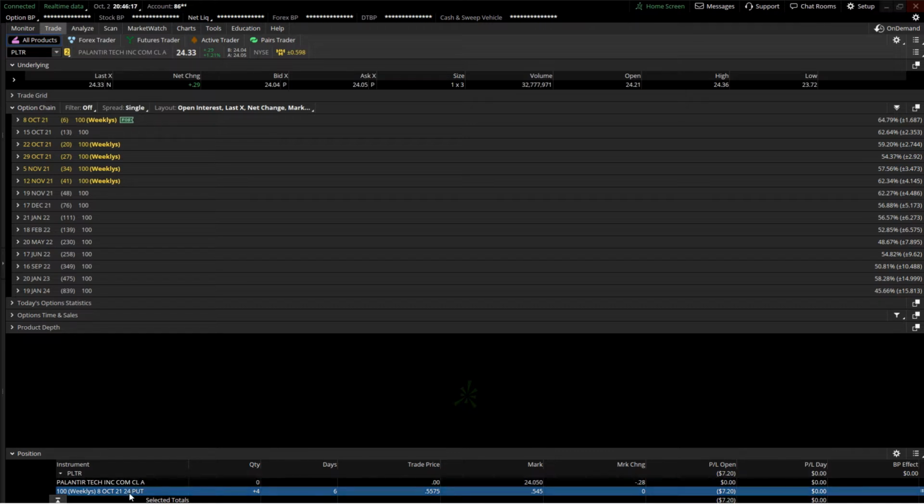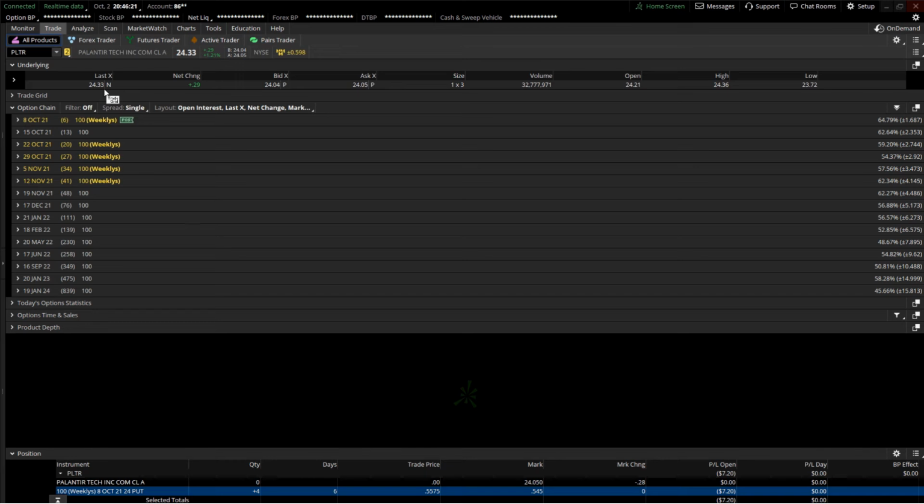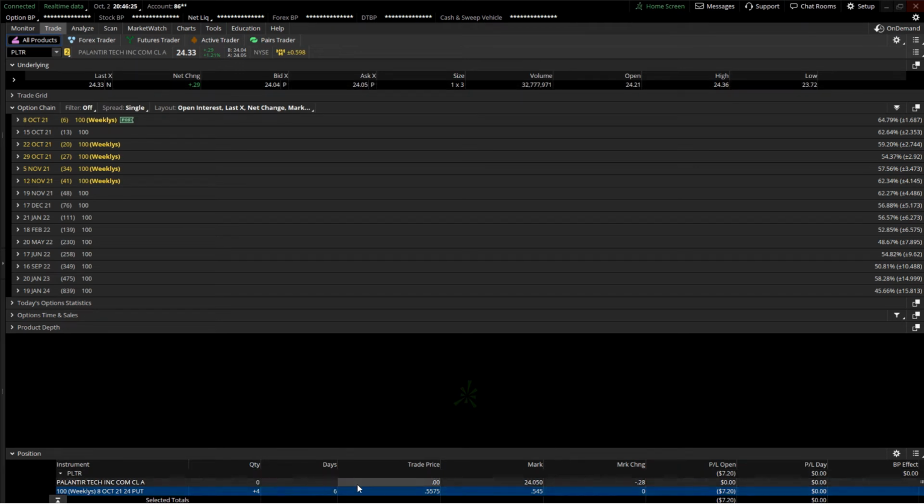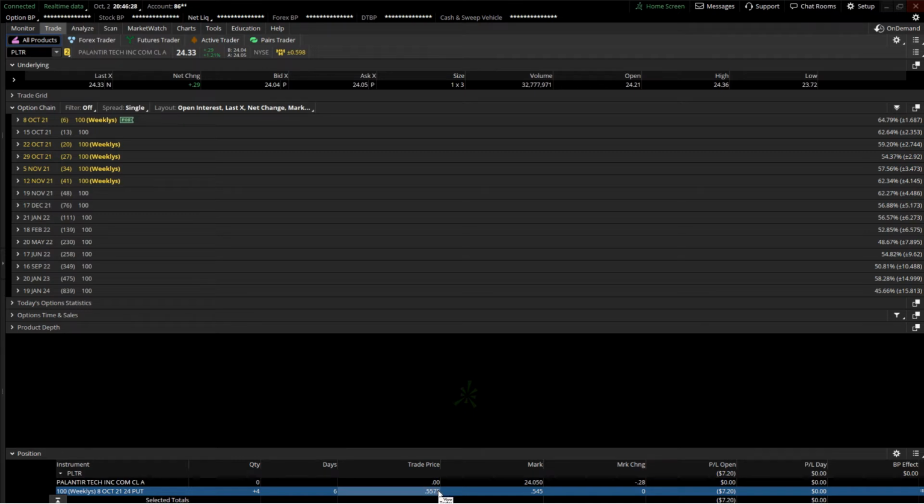So I did pick up the $24 put, which is 33 cents away from being at the money. I picked up 4 contracts. My entry price was 56 cents per contract. It closed Friday under 55 cents, and since entering this trade, I'm down $7.20.